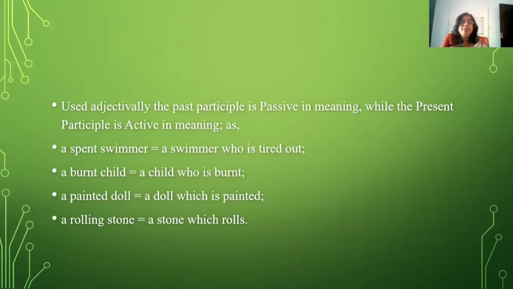Used adjectively, the past participle is passive in meaning, while the present participle is active in meaning. How? A spent swimmer, it means a swimmer who is tired out. A burnt child, it means a child who is burnt. A painted doll, it means a doll which is painted. A rolling stone, it means a stone which rolls.